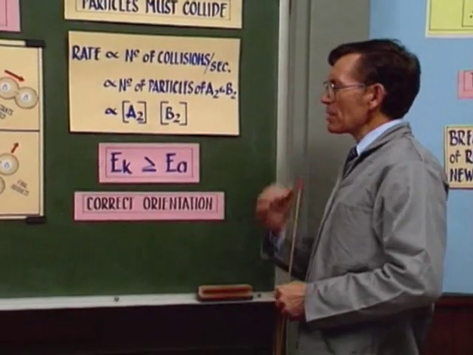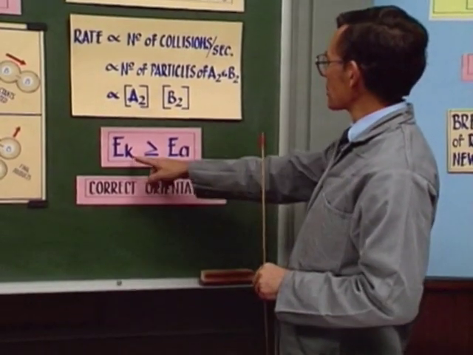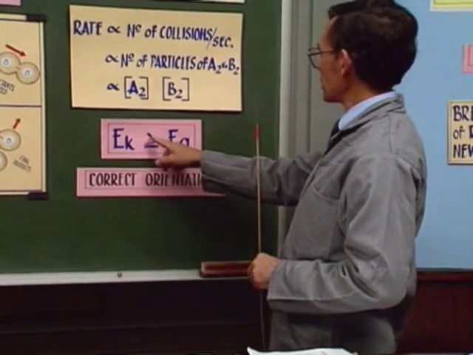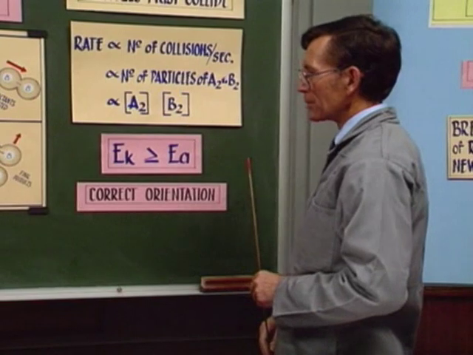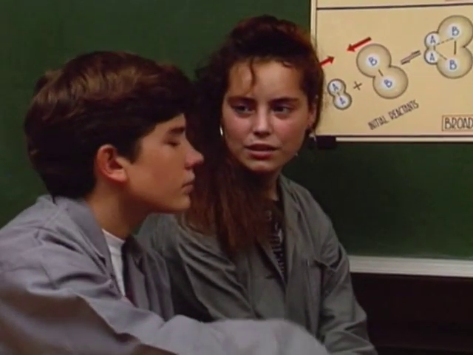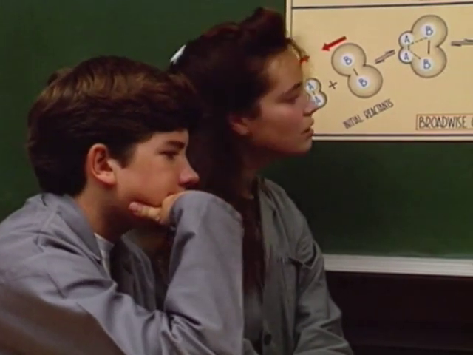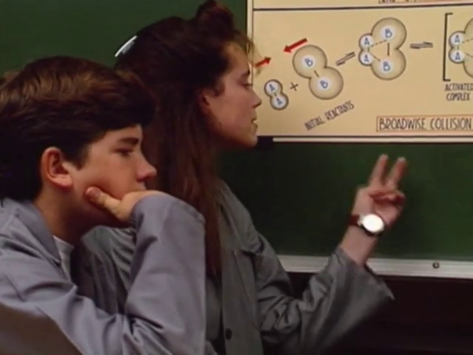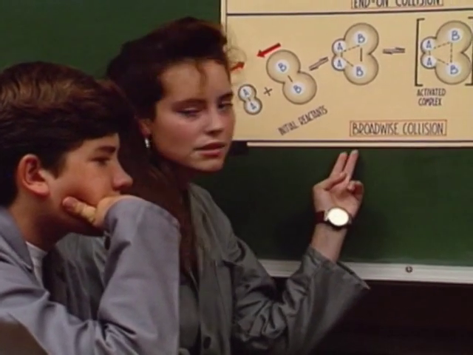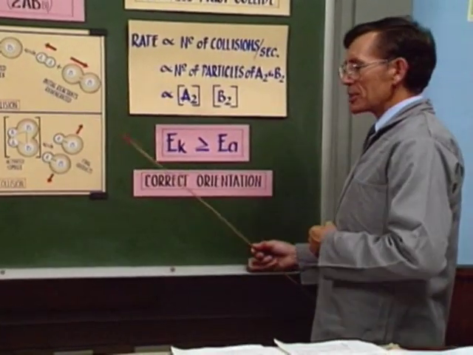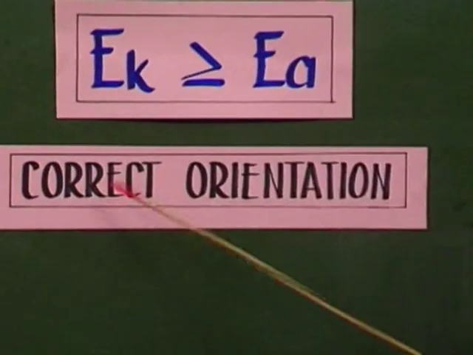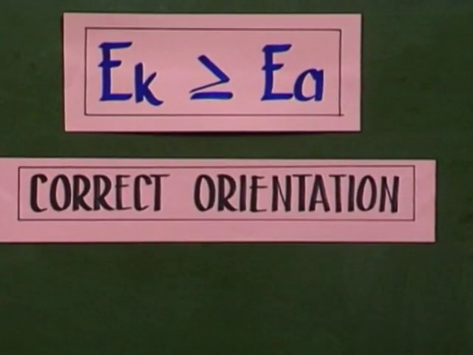Here, can you tell me why you think that even in many reactions when the kinetic energy is sufficient, in other words, greater than or equal to activation energy, we still don't get products formed? I'll give you this diagram as a clue. What did you say, Stephen? Well, I can see here that they have to react broadwise. Is that they have to collide in the right way? Exactly, Stephen. For the collisions to be efficient, the colliding particles must have the correct orientation.